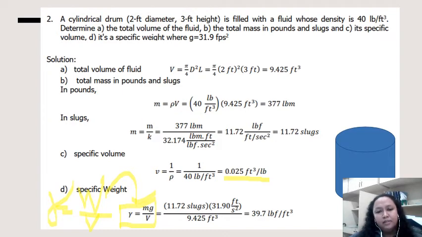We have the mass, so I placed here, class, in slugs, but take note, this unit is also equal to this one. 1 slug is equal to 1 pound force feet per second squared. So, this will cancel, and what remains is the specific weight in pound force per cubic feet. Okay? So, that is one example of the different fluid properties. I hope you learned it.